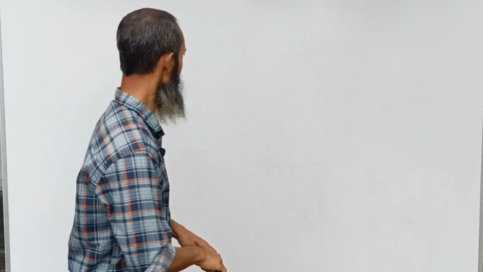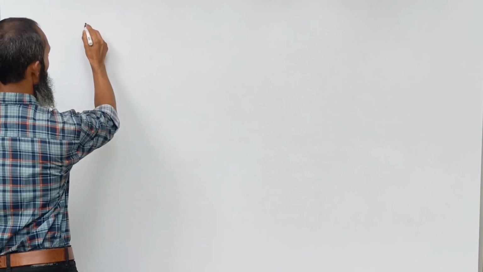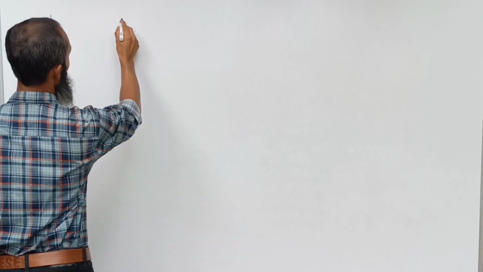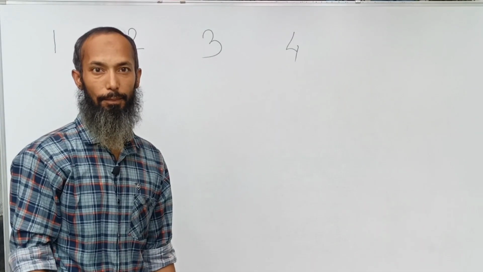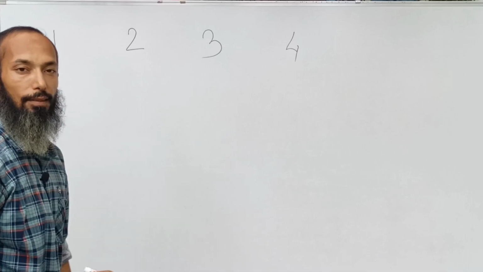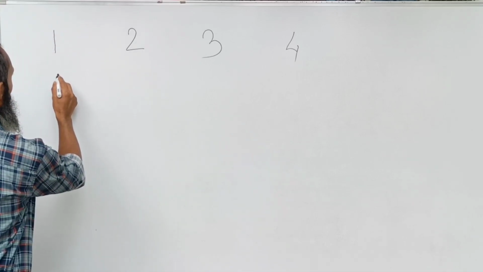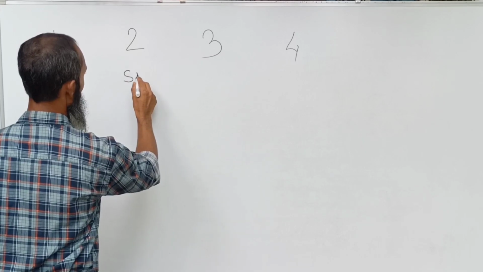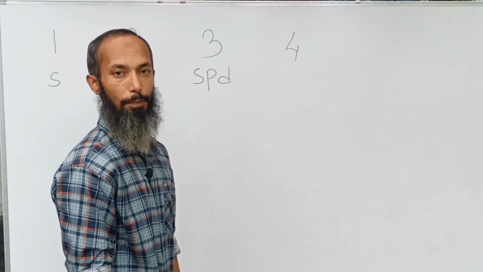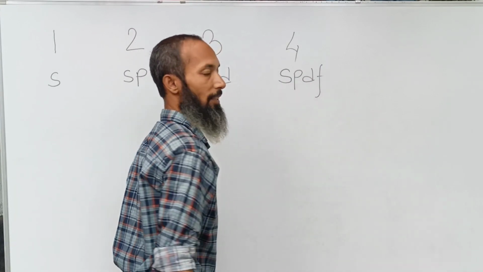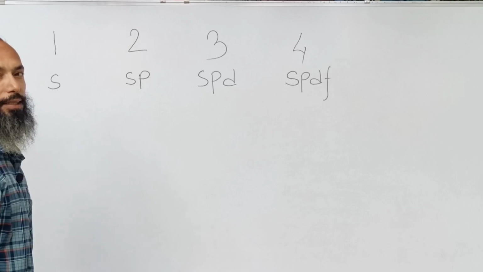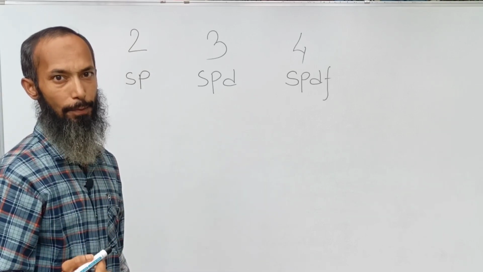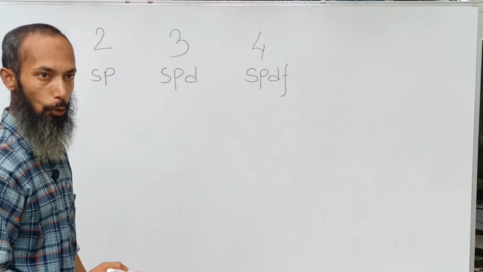There are four principal cells that we are going to discuss. First of all, this one is the first cell, second, third, and fourth. These are the four principal cells, and they contain subcells: S, P, D, and F. These are the subcells. Here the maximum number of electrons that can be occupied by the S subcell is 2.